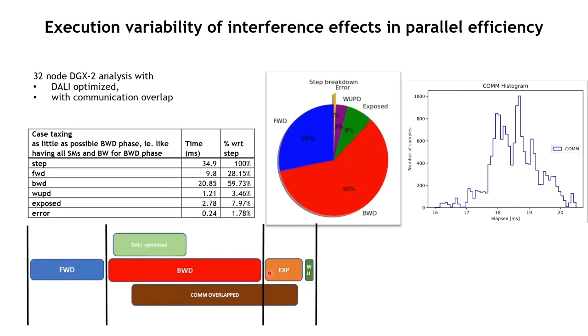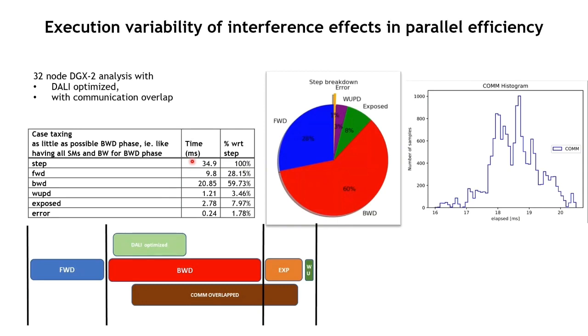Let's now analyze the scenario of a 32-node run with communication overlap and DALI optimized. To start with, we can see that the end-to-end time has increased modestly from 34.4 milliseconds on the two-node run to 34.9 milliseconds on the 32-node run. That is good, since it allows us to increase the node count without incurring overheads when running at larger scale. This allows for an almost linear increase in the processing of images per GPU for all those GPUs.